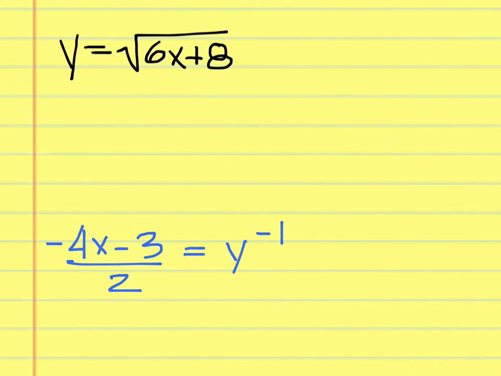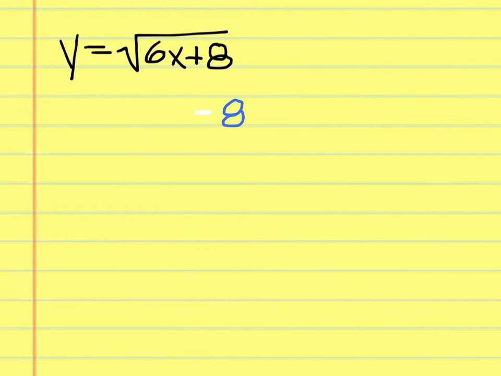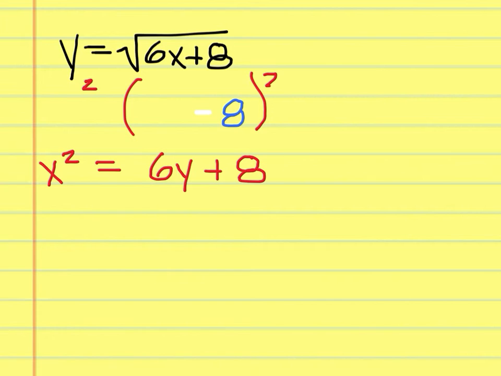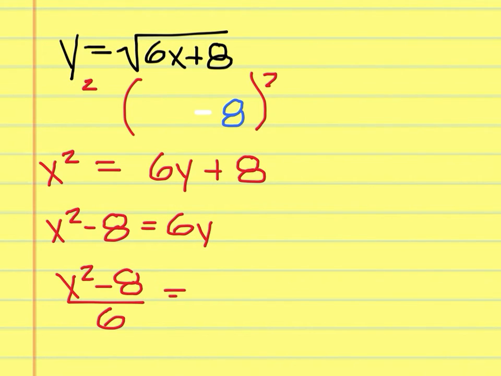We have to switch x and y and then start to isolate y. We need to square both sides to get rid of the square root symbol. So x squared equals 6y plus 8. Move the 8 to the left, and then you're going to divide by 6 to get the y by itself. So your inverse is x squared minus 8 over 6.